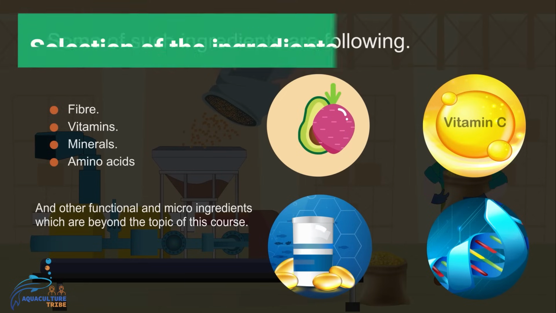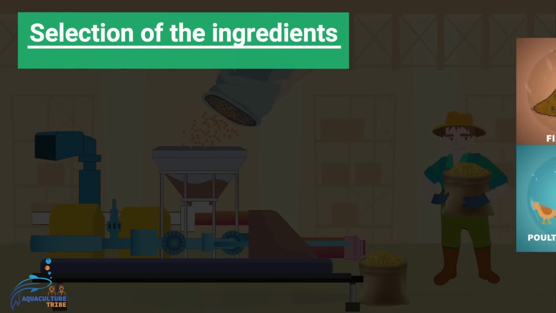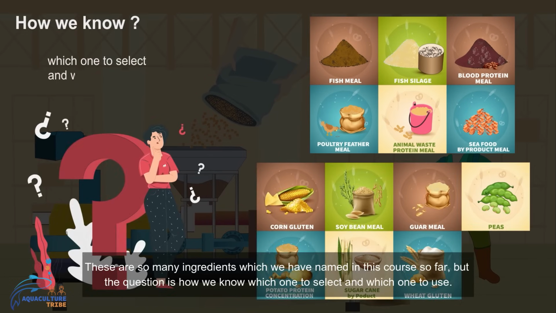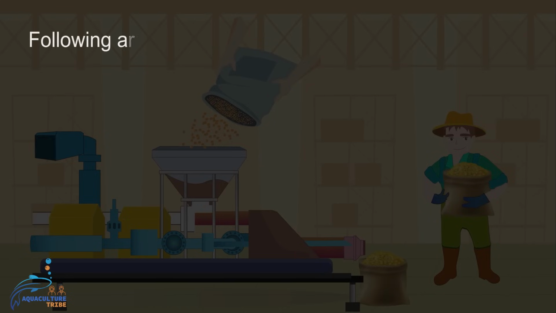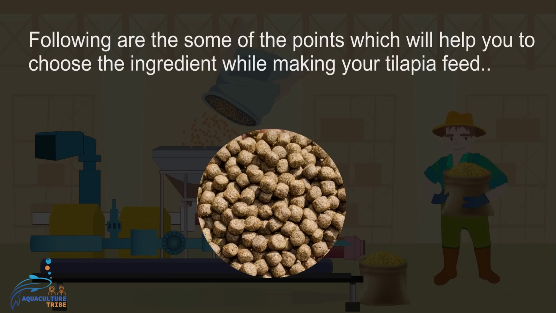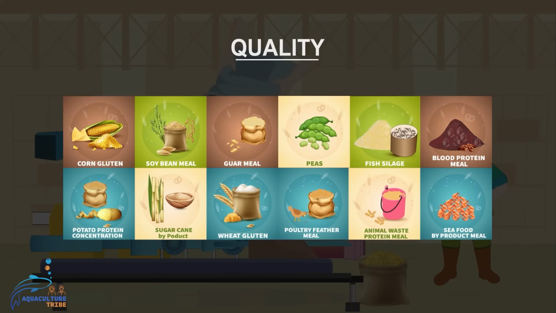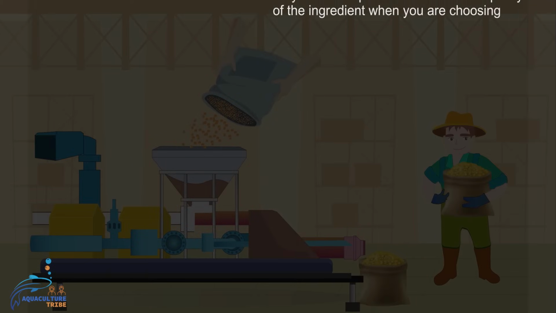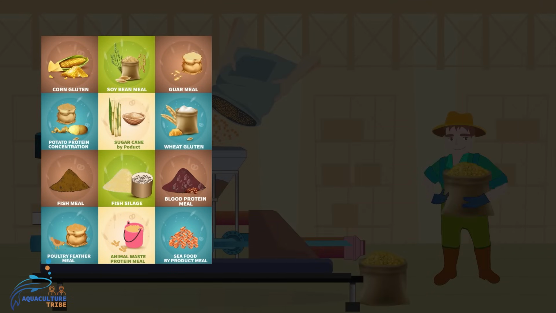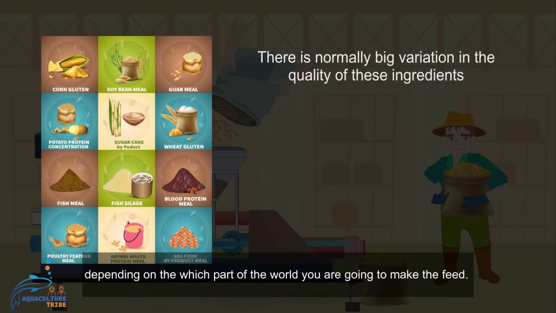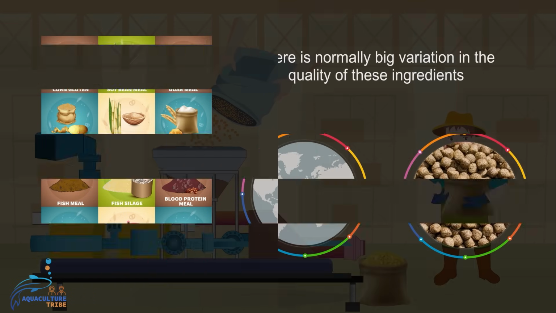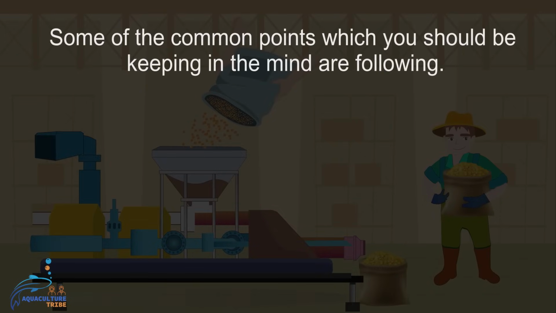Selection of the ingredients. There are so many ingredients which we have named in this course so far, but the question is, how do we know which one to select and use? Following are some points which will help you to choose the ingredients while making your tilapia feed. Quality. Quality of the ingredient is a big topic. There are many aspects which affect the quality of the ingredient when you are choosing. There is normally big variation in the quality of these ingredients depending on which part of the world you are going to make the feed. But some of the common points which you should keep in mind are following.